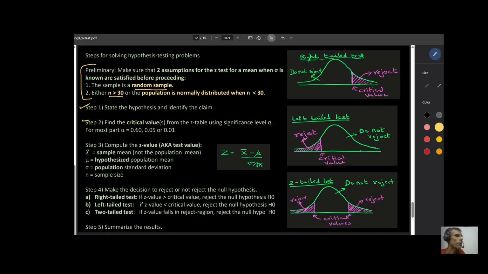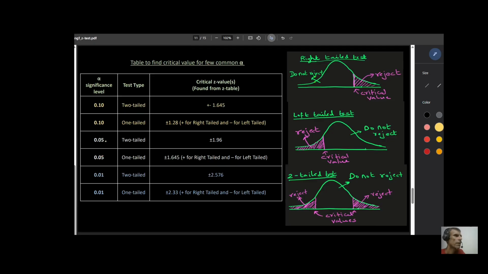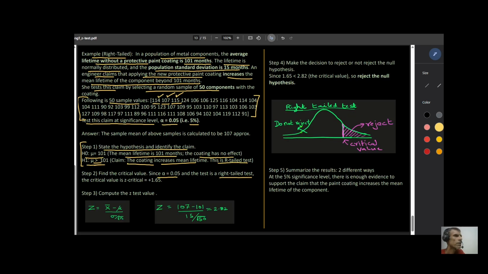Now, step two, you find your critical values. Well, my alpha is 0.05 and I know it's a right tail test. So come back and look at this table. Alpha equal to 0.05, and it's a right tail test, so it's going to fall in this category. Okay, right tail test. So my critical value is going to be plus 1.645. Come over here and you can see my z value, my critical value is going to be plus 1.645. I'm just rounding it off and writing it plus 1.65.